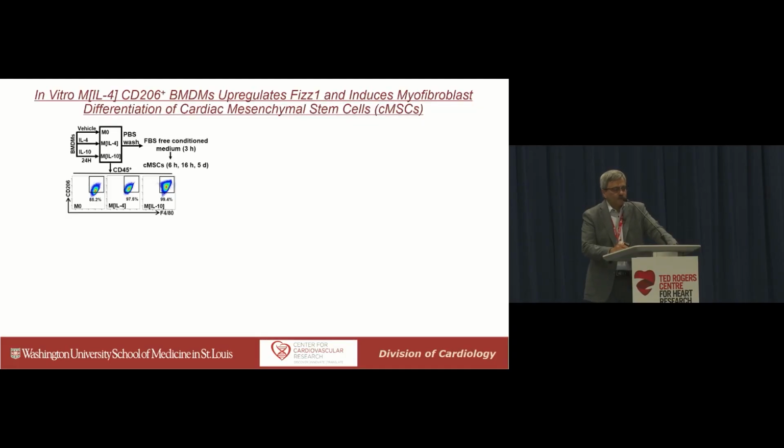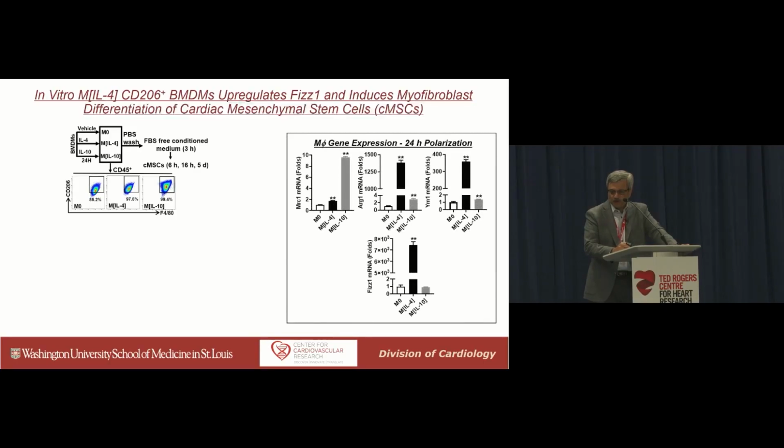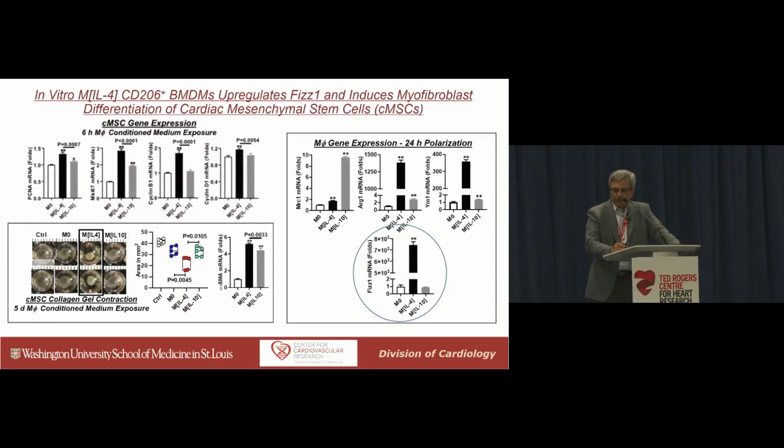And here we took bone marrow-derived macrophages, polarized them with either nothing, which would be M0, or IL-4 or IL-10. And you can see by flow, all these cells are essentially CD206 positive. And this is just macrophage gene expression 24 hours after cytokine polarization. And what you'll see here is that we have expression of classical M2 markers, but that IL-4 polarization led to a selective, very, very extraordinary upregulation of this gene called FIZZ1, which is part of the resistin-like molecule alpha pathway. And we'll talk about this a little bit later.